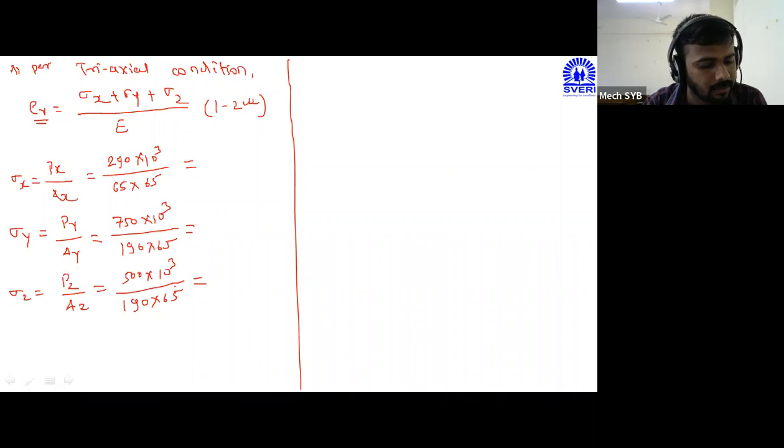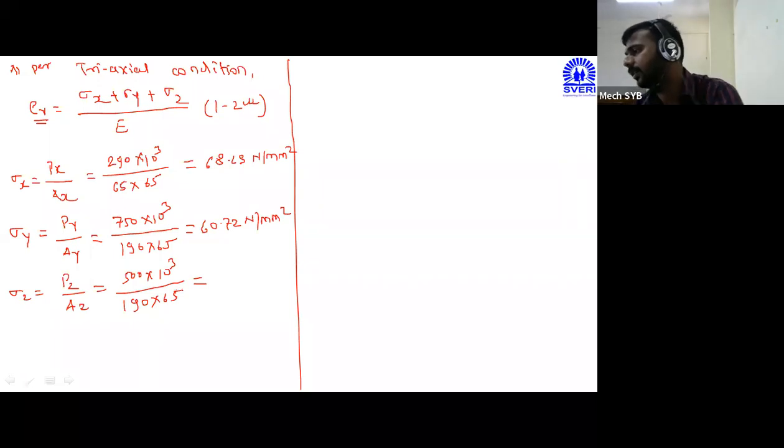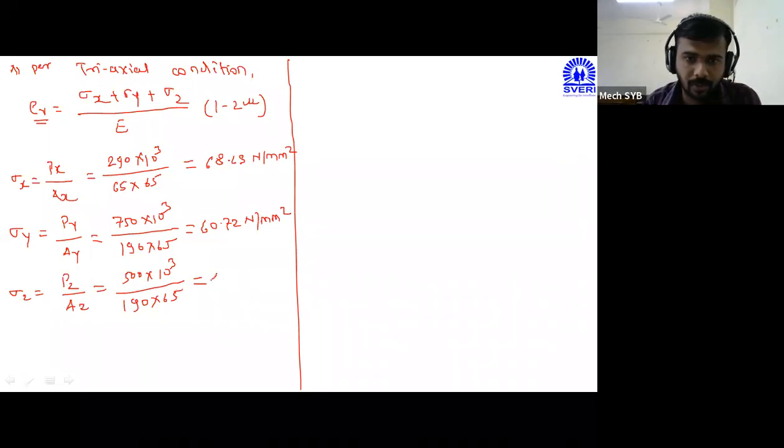The answer I have received from one student is 68.63. I will write it as sigma x: 68.63 Newton per mm square. I want an answer from each and every student. Then sigma y is 60.72 Newton per mm square, and sigma z, let me check, 40.48. Okay, 40.48 Newton per mm square.